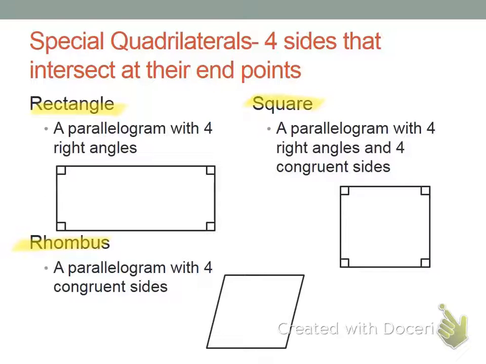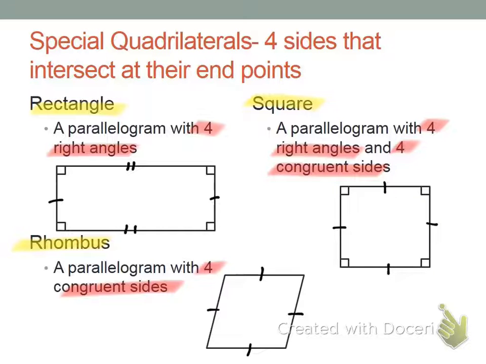A rectangle has four right angles. A square has four right angles and four congruent sides. So not only are the angles right angles, but now all the sides are congruent, and I show that by marking dashes through the sides to show that they're equal. Now a rhombus has four equal sides, but no right angles. So you've got to know the difference between them, and if you're given clues, like we'll see in the next slide, you have to be able to identify what type of figure is being described.